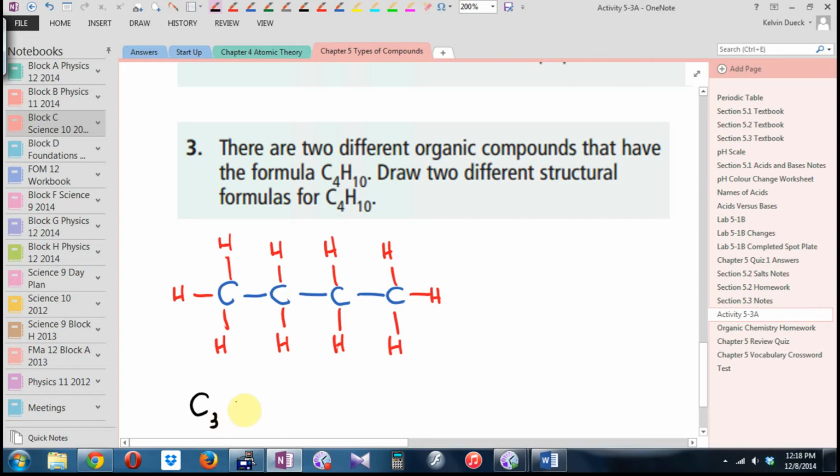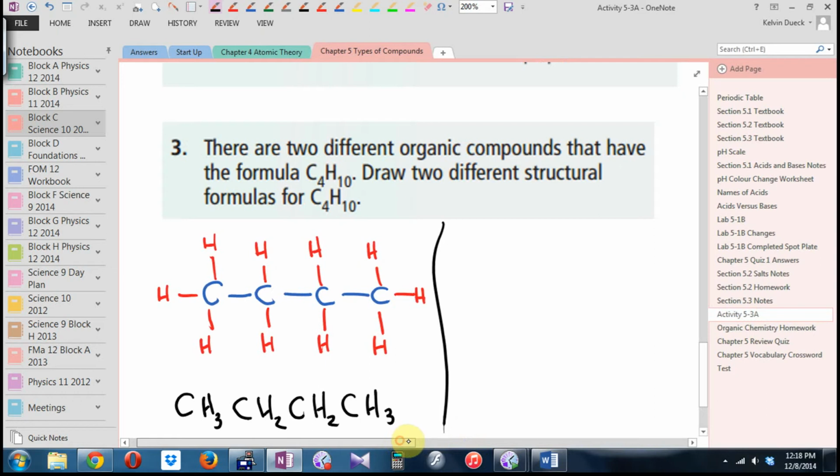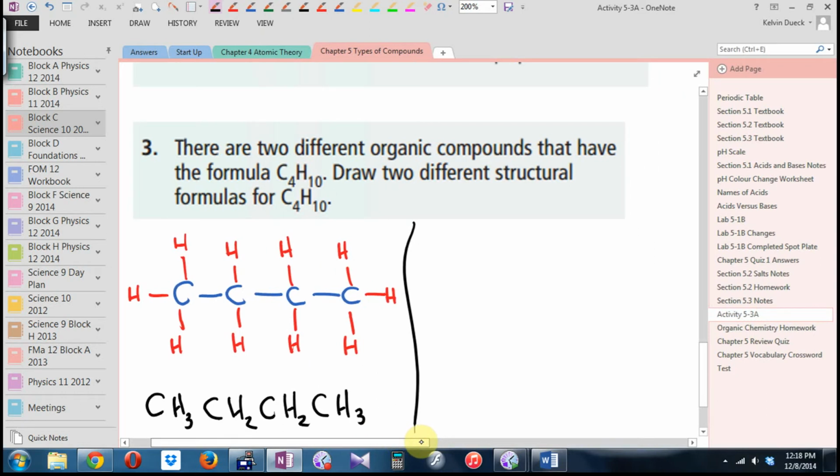3. The first C has 3 H's. The second C has 2 H's. This third C carbon has 2 H's. And the fourth carbon has 3 H's. There's another way you can write this, it turns out. Like this. This also works.